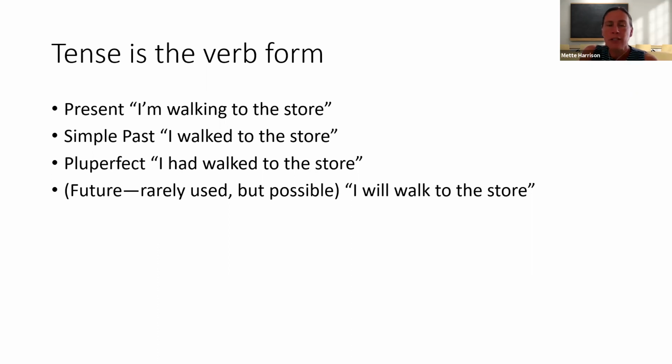You have pluperfect, which is I had walked to the store. Now, you use pluperfect only when you're distinguishing between a past and a past even further past than the past, okay? So I had walked to the store before I came home with the groceries. Future, rarely used, but possible: I will walk to the store. I think I've read a couple of books that were written in the future tense. I don't recommend it. It is highly experimental.